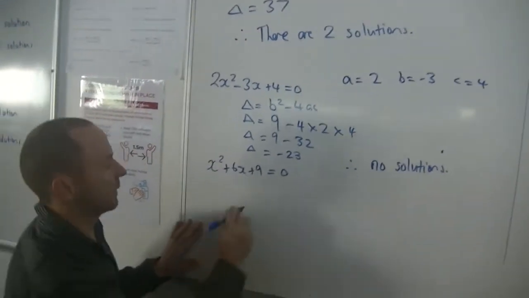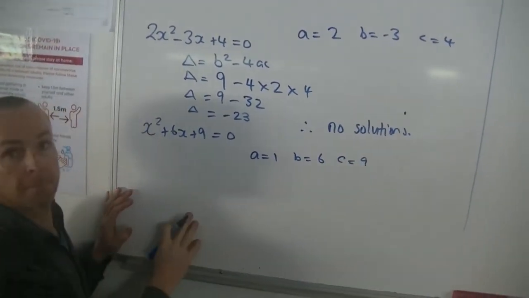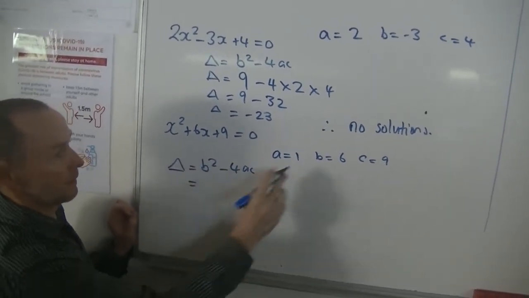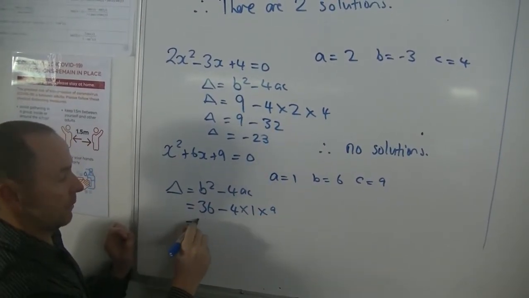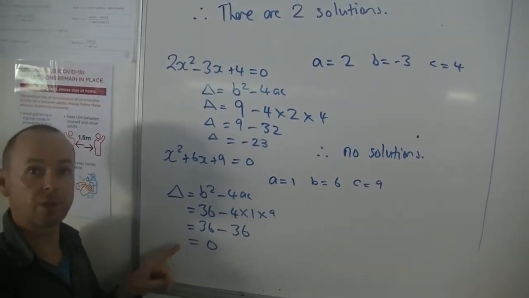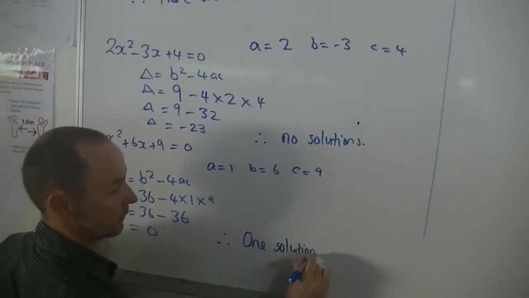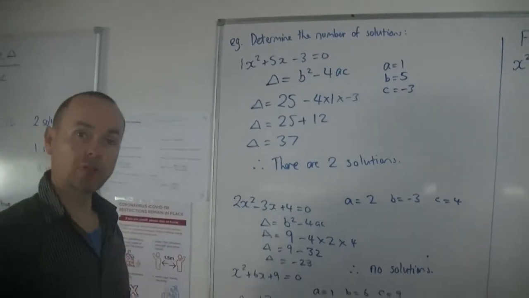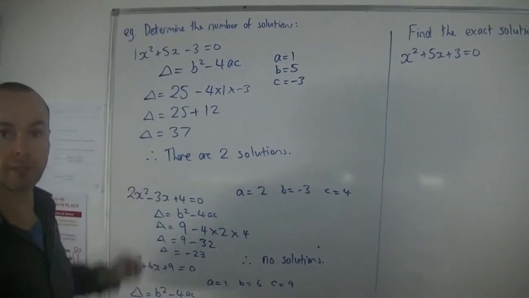And we'll quickly do the last one. We've got a is equal to 1, b is equal to 6, c is equal to 9. Okay, so we do the same thing. Discriminant b squared minus 4ac. B squared is 36, minus 4 lots of 1, lots of 9, and 4 9s are 36, so the discriminant is equal to 0. What does that mean? You say, therefore, there is one solution. One solution. Excellent. And that is a question, if you get how many solutions, you can save time by just working out the discriminant.